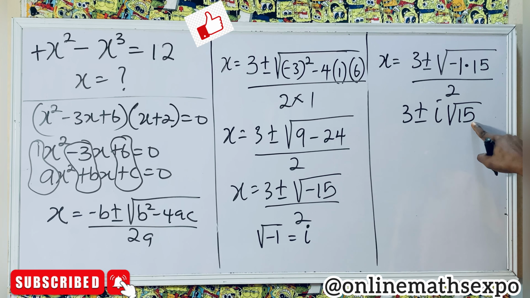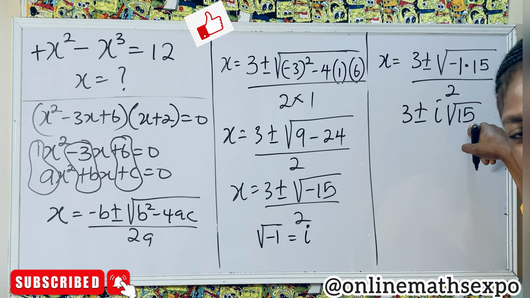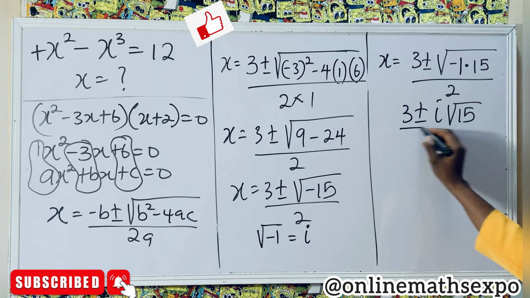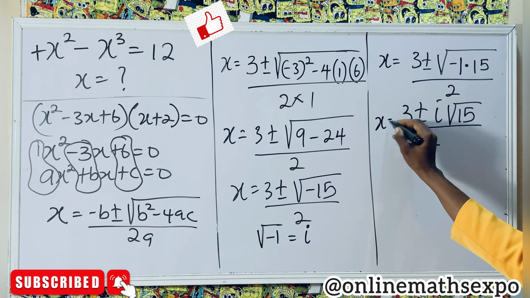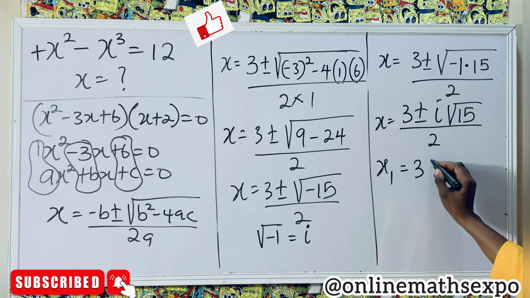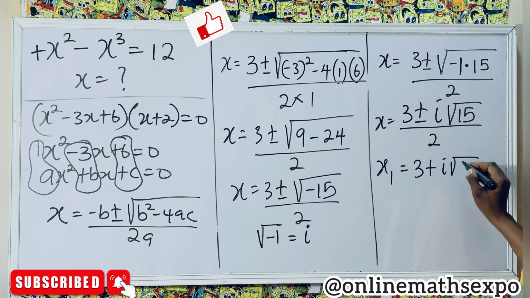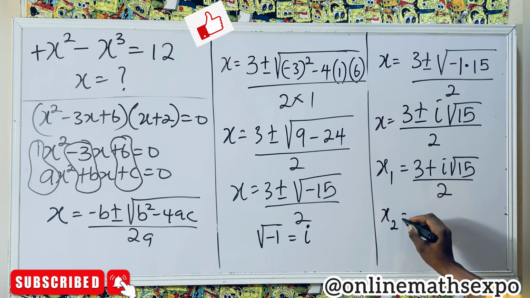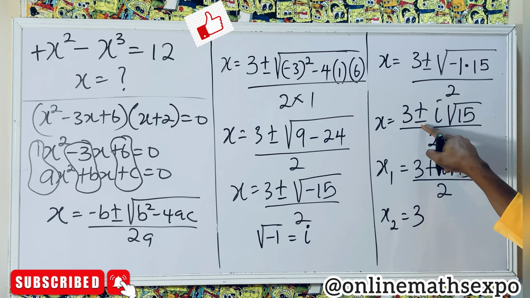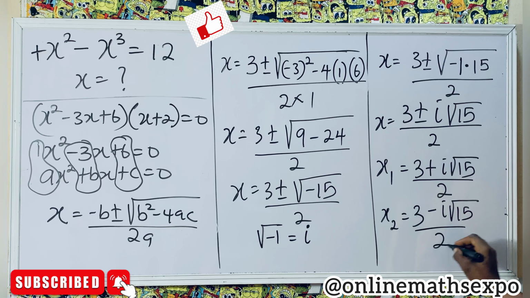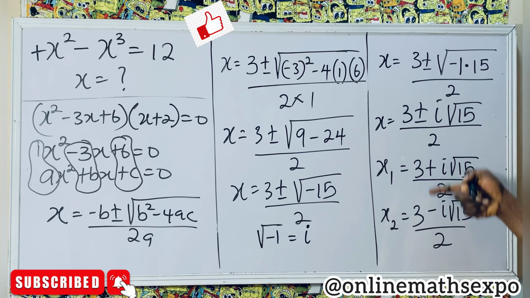And this square root of 15 is a basic surd. It cannot be reduced, so you're going to leave it like that. And this will be divided by 2. Okay, so we're going to split it in half. x will give us 3 plus i square root of 15 over 2. And the second value there is 3 minus i square root of 15 over 2. These are the complex values.